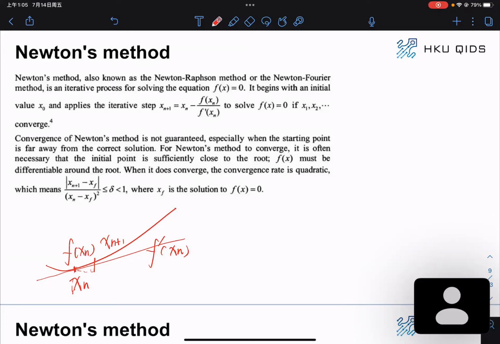And one of the things that I hope you should notice is that the convergence of Newton's method is actually quadratic, which means it's fast, and it's faster than the other two methods I'm going to introduce later. But the problem is that the convergence is not guaranteed, especially when the starting point is far away from the correct solution. So sometimes you need to pick a few points to see if it is going to converge, okay?